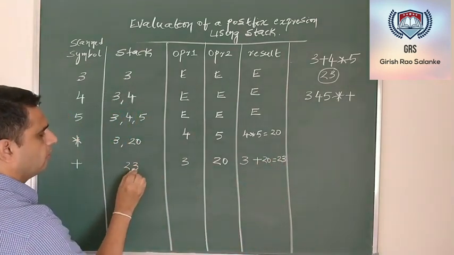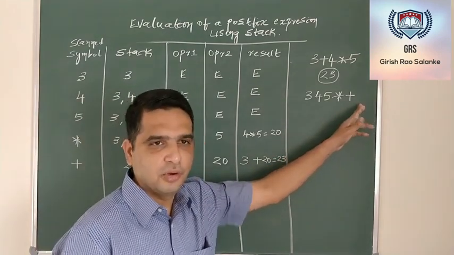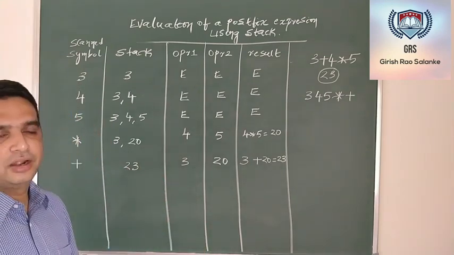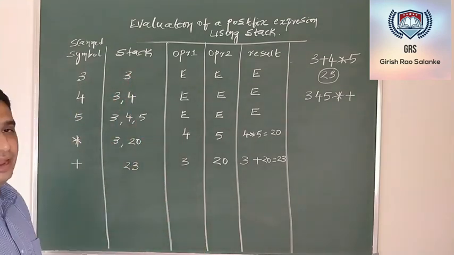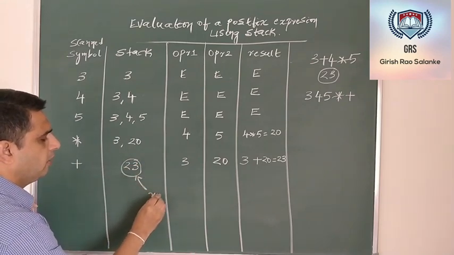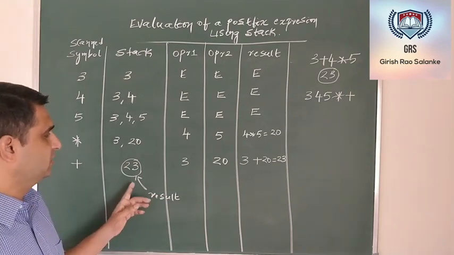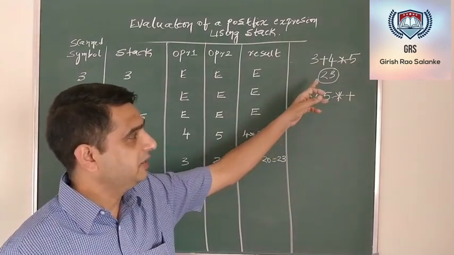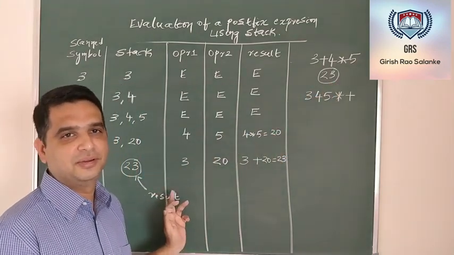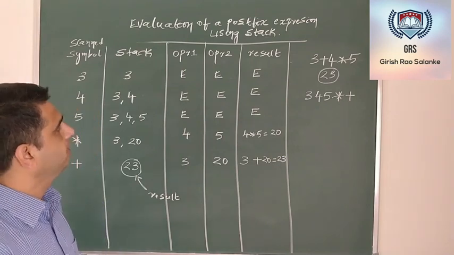and push the result onto the stack. Now there is nothing to scan. Go directly to step 3. Step 3 says pop the content of the stack to get the result. Now what is there in your stack? The stack has 23. You need to pop this. This will be your result. If you compare this 23 and the 23 that was evaluated directly from the infix expression, both are matching. Hope this is clear. We'll take one more example.